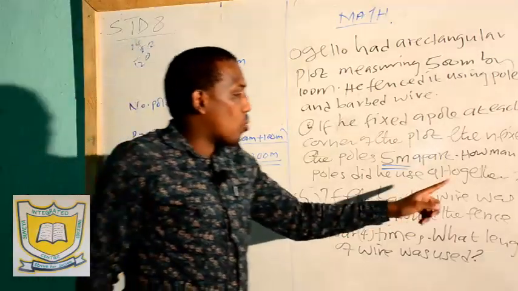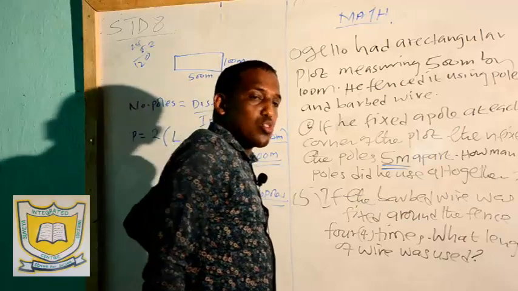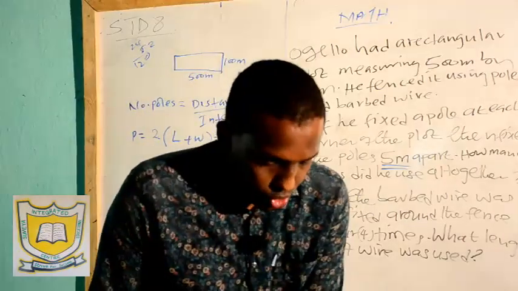Question B now. Piped wire was used to fence 4 times around the figure. You multiply it by 4. You get 4800. So we go to another question.